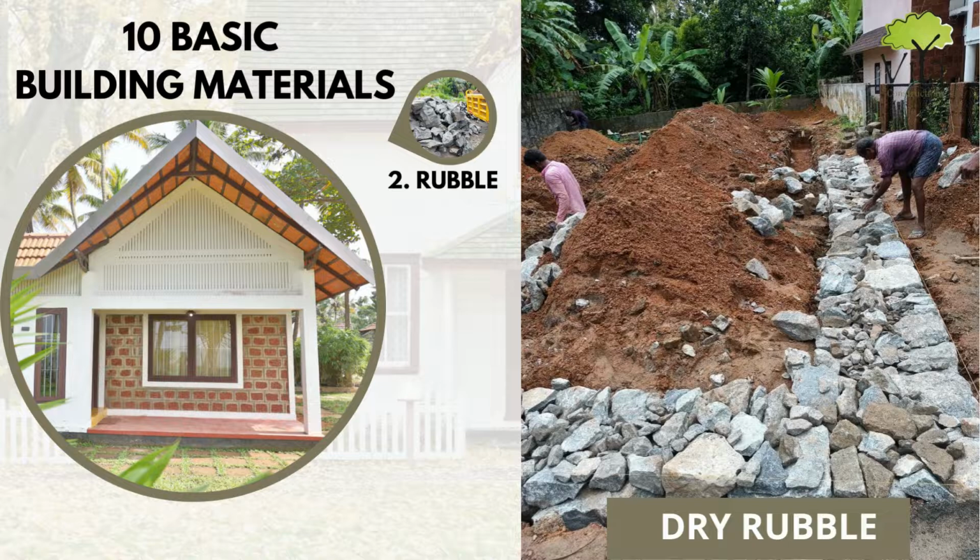While doing rubble foundation, it is important to use stones that are similar in shape. Wedge-shaped stones are inserted using hammers in between the stones to fill the gaps. Cement is not used in this stage. This is called dry rubble and it rests under the soil.